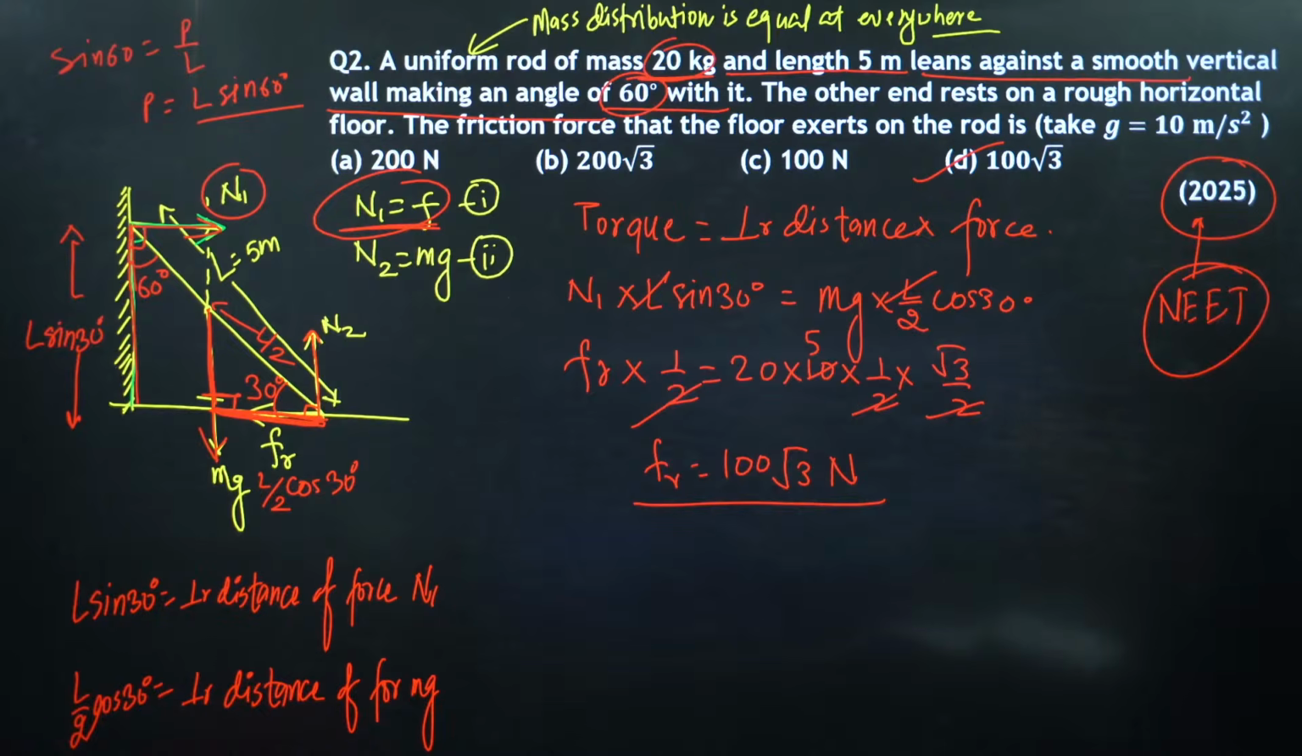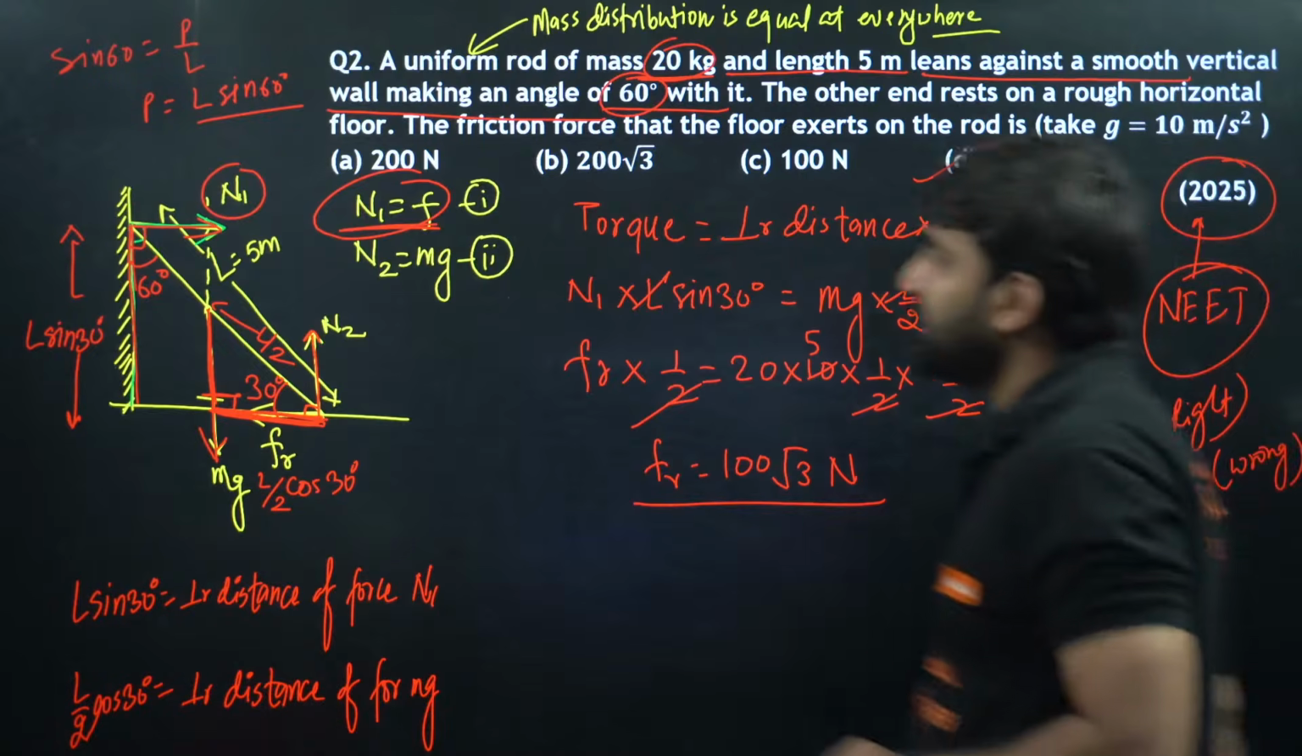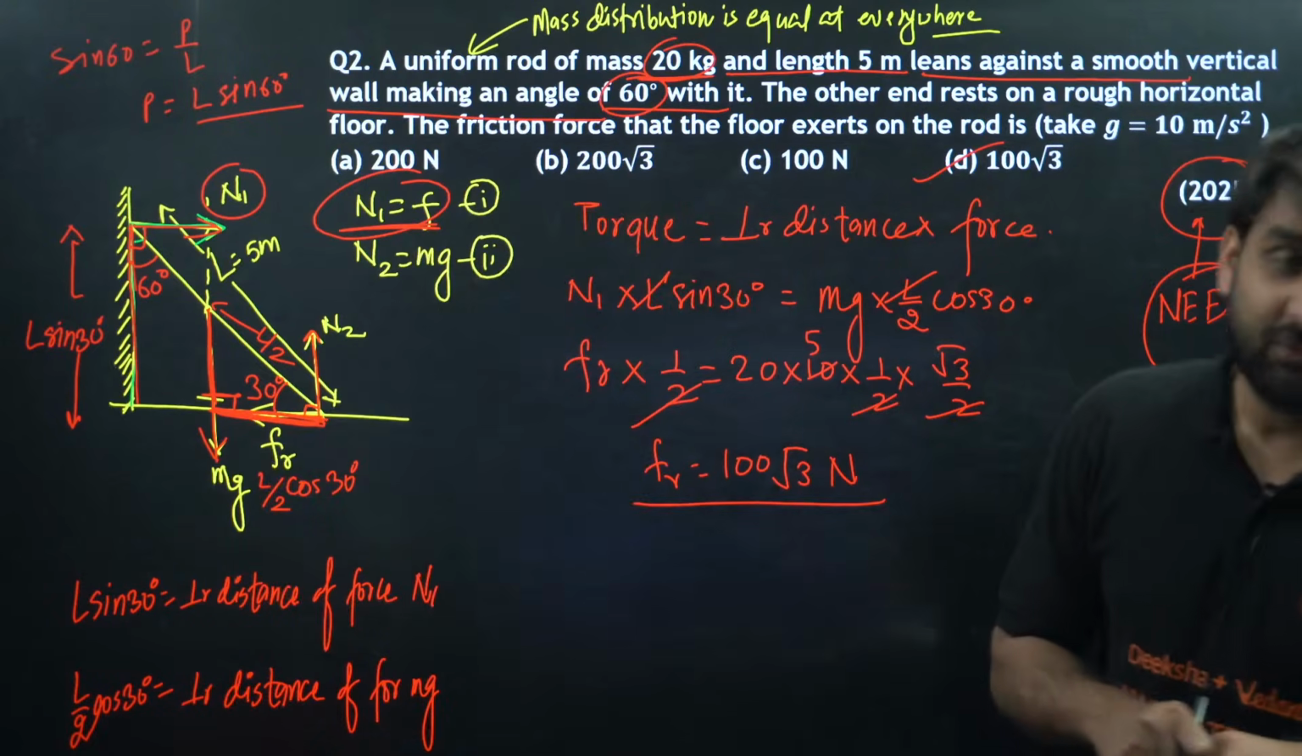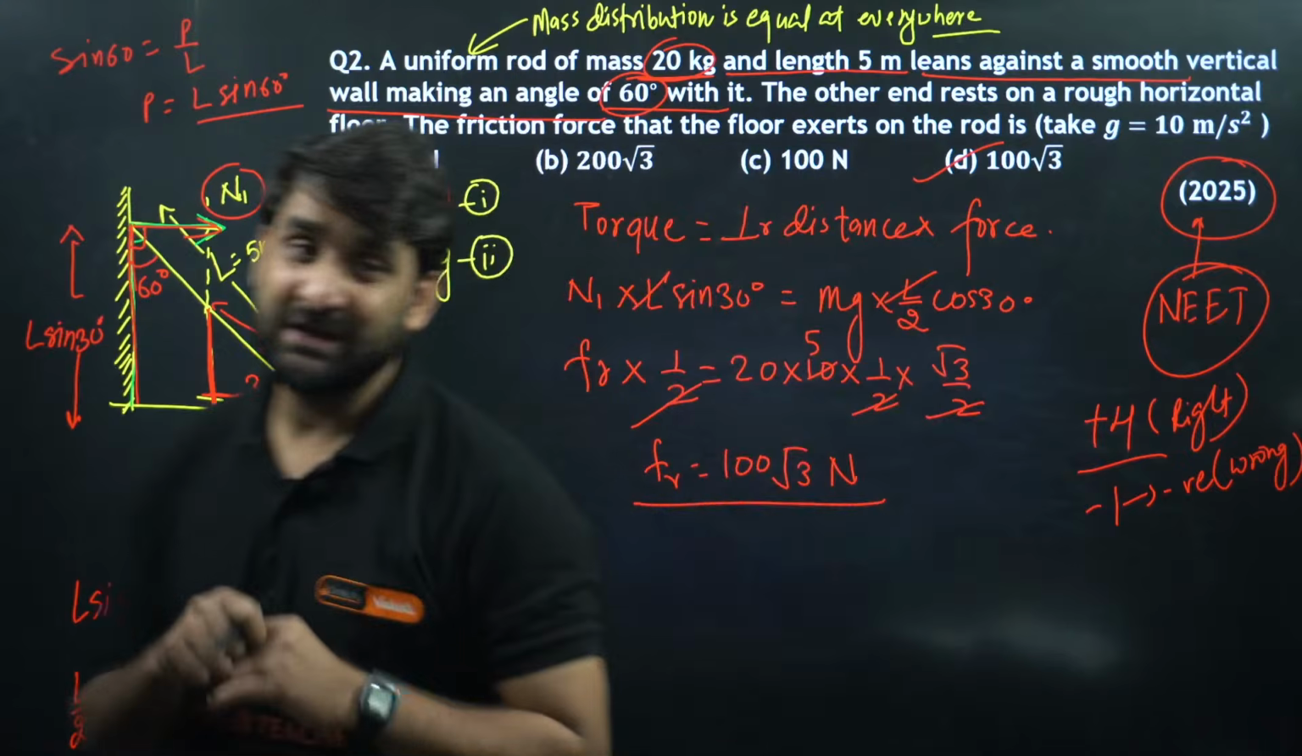NEET 2025: the right answer will give you plus 4 marks, and the wrong answer will give you negative marking, a deduction of 1 mark. So you have to be very clever while filling the bubble, while choosing the correct option there.